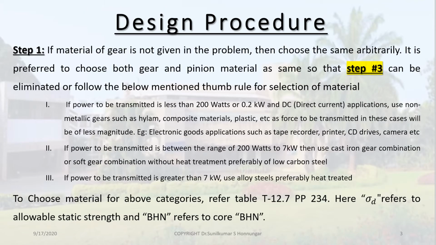And again we will go to that particular first step, the design procedure, the static. I will read this out, which is self-explanatory, and if required I will try to narrate it to you. Okay, so if the material of the gear is not given, it may be the gear or it may be the pinion as well. If it is not given in the problem, then choose the same arbitrarily. Arbitrarily means with some thumb rule. It is preferred to choose both gear and pinion material as the same, so that step number 3 can be eliminated. It can be eliminated in the sense that there is no need of verifying that particular step number 3.